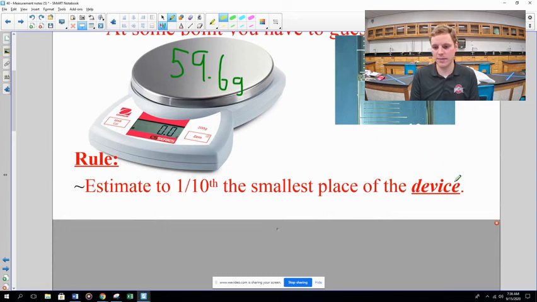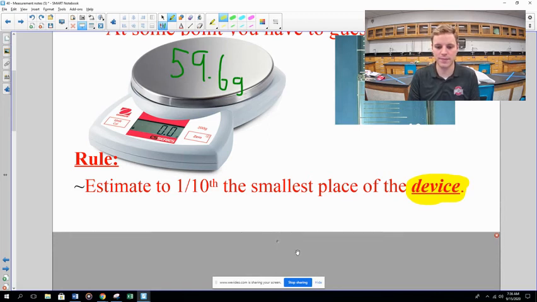And here's a key idea. How do we know when we're going to estimate? Well, that depends entirely on the device. That depends entirely on the device. The better your device or measuring tool, the further your measurement can go, the smaller the error becomes. Okay, and that's a really big idea.